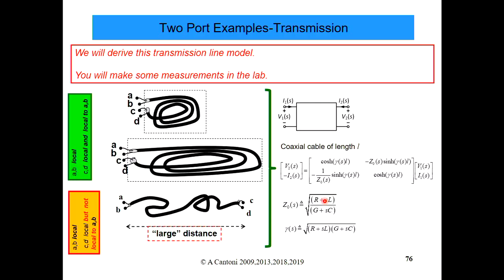How do we define local? If the distance between, let's say, the terminals of the port and the other network elements is small compared to the wavelength of the highest frequency signal of interest in that system.